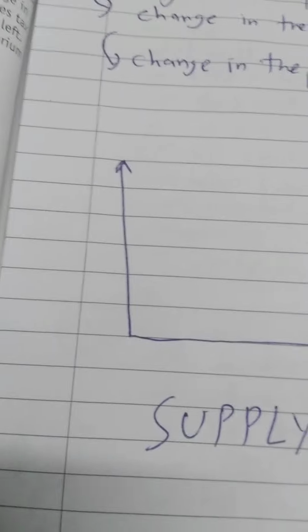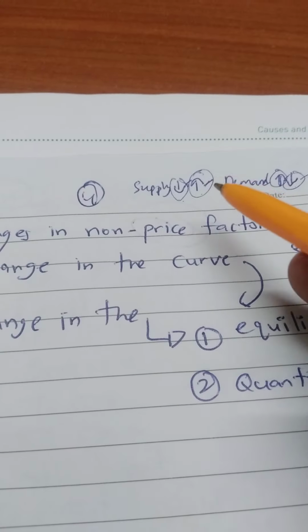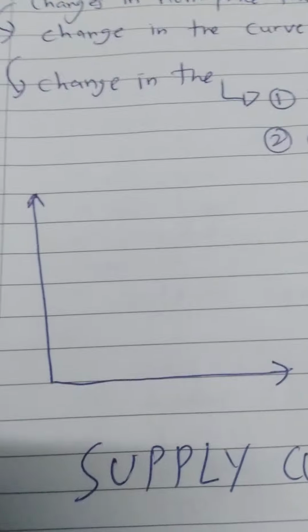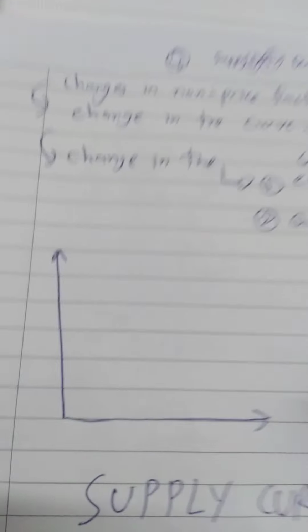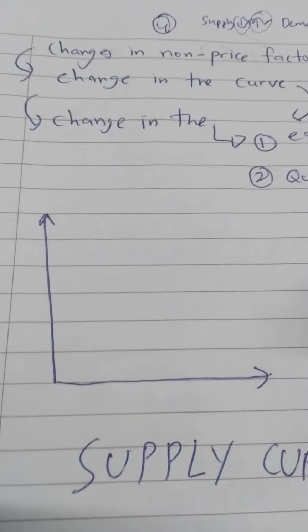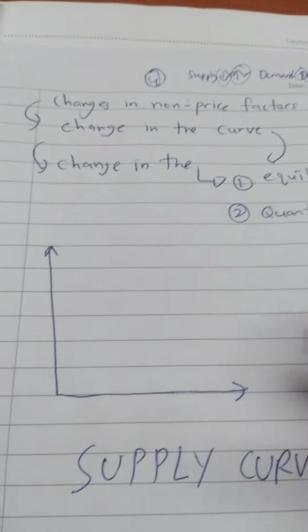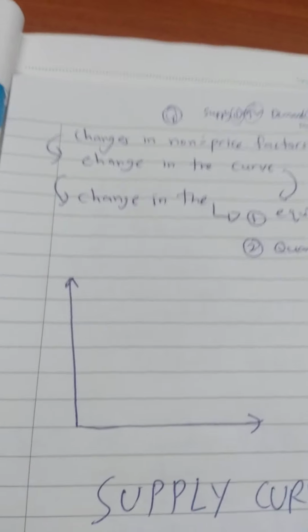So okay, first let's study the supply curve. There are two supply curve shifts: when supply increases and when supply decreases. These all are not price factors. I'm telling you again, these all are the 6 things, excluding the price factors. So imagine, I give you a situation where the supply curve tends to move left. When does the supply curve go left? For example, when the government imposes a tax.